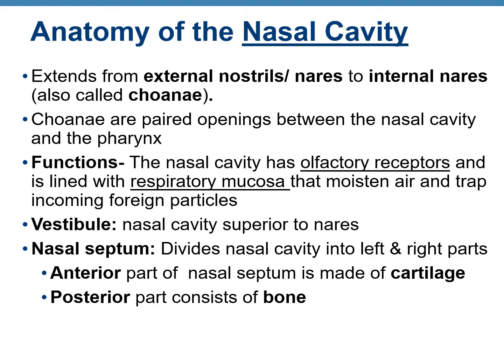The nasal cavity is provided with a mucous membrane inside, and that mucous membrane has olfactory receptors. The main function of this mucosa is to moisten the air so that dry air doesn't go inside, and the mucus there traps incoming dust, debris, and foreign particles. Now the space in the nasal cavity which is superior to the nares is called the vestibule. The wall that is dividing the nasal cavity into left and right parts is the nasal septum, and this wall anteriorly is made up of cartilage and posteriorly is made up of bones.